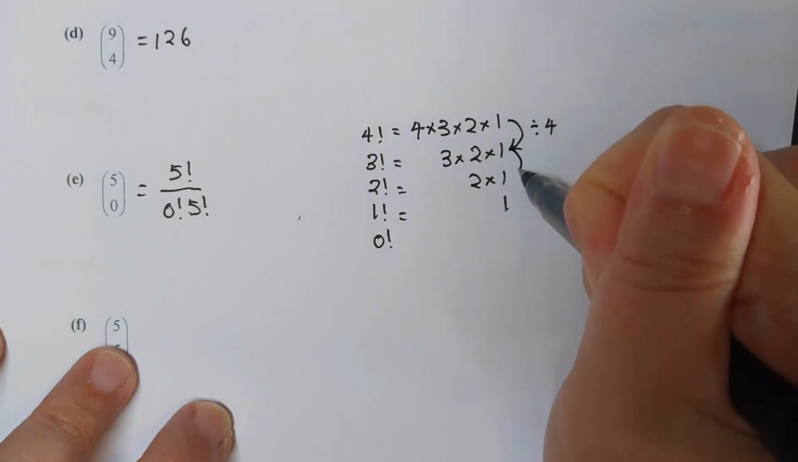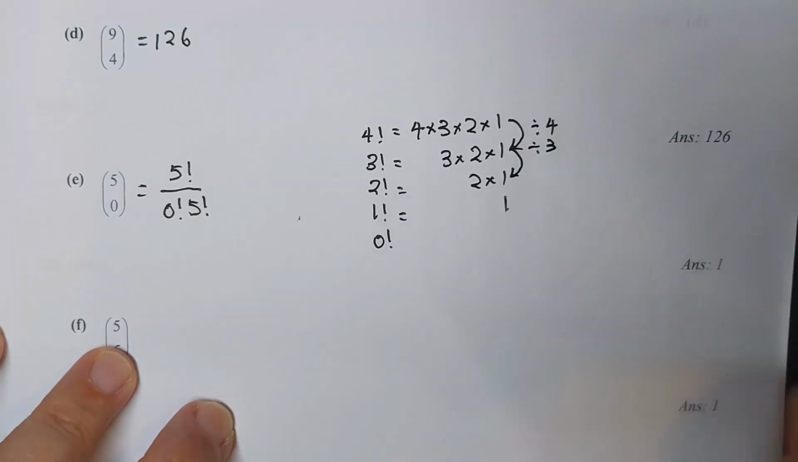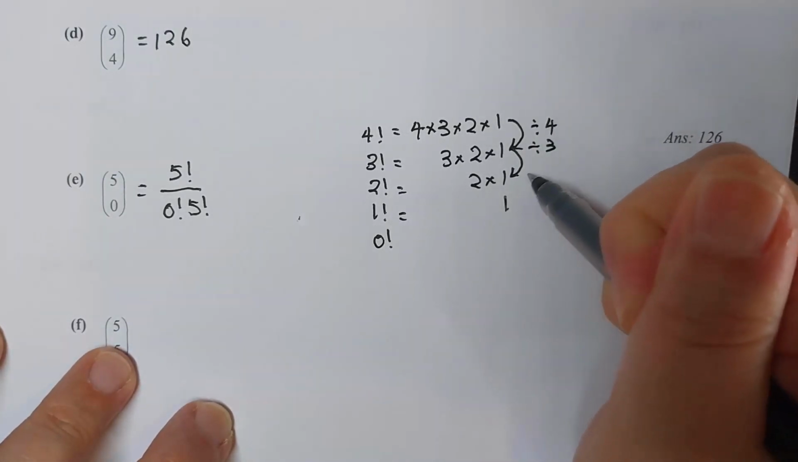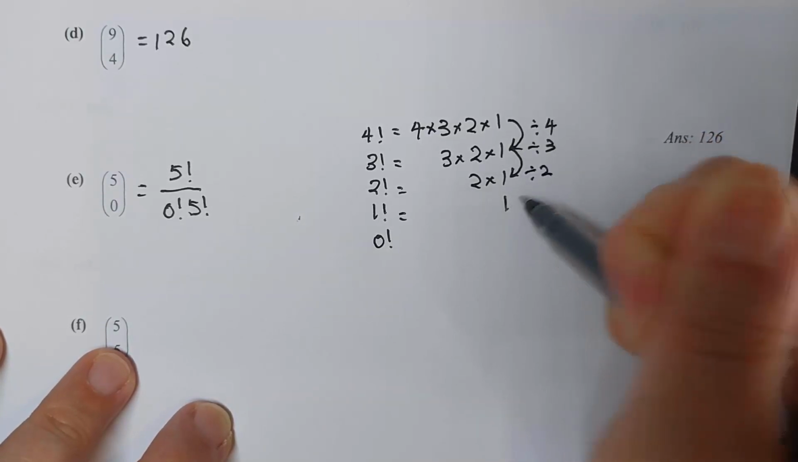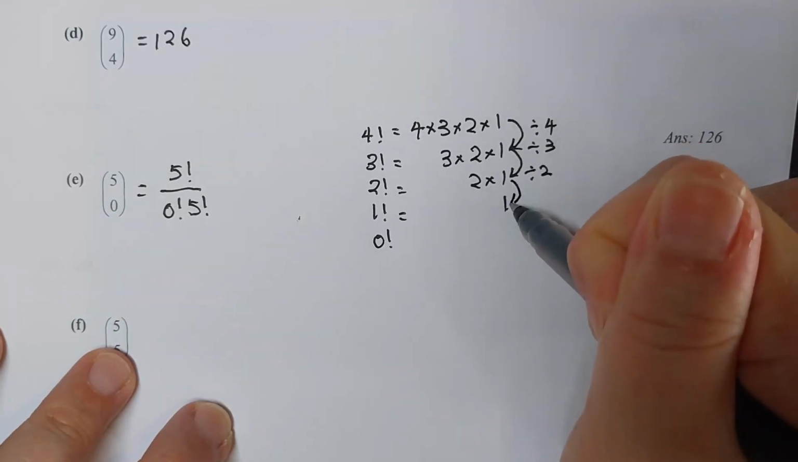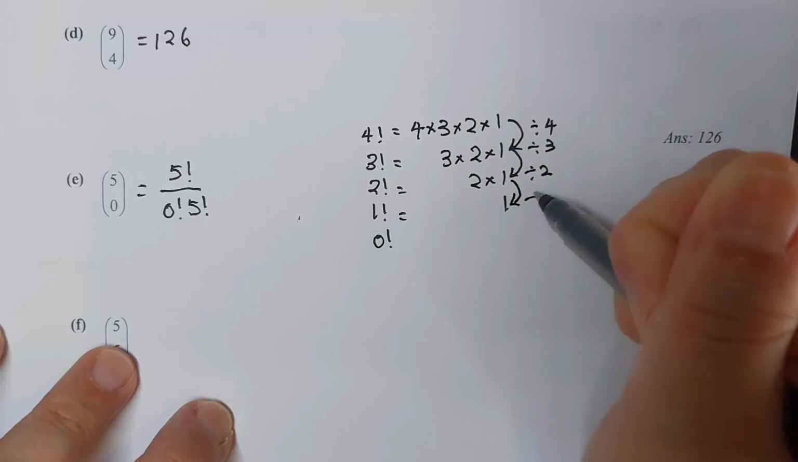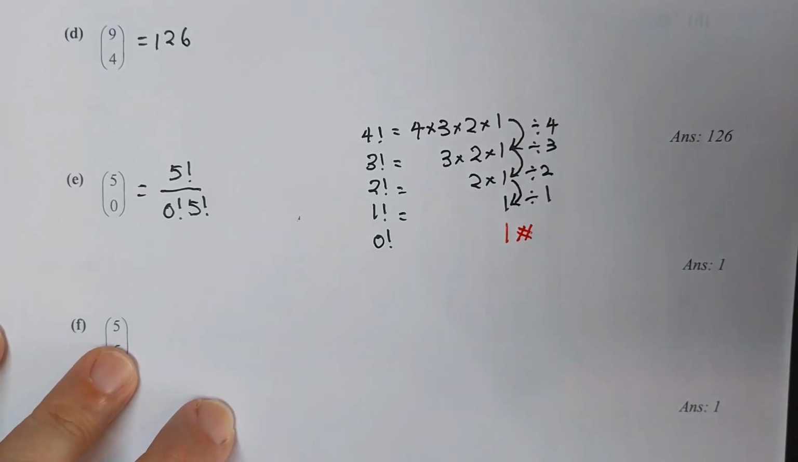So from here to here, if I divided by 3, I'll get 2 factorial. So from 2 factorial, if I divided by 2, I'll get 1 factorial. And from here, if I divided by 1, I should get 0 factorial. So 1 divided by 1, I will have, yes, I will have 1. So 0 factorial is actually equals to 1.